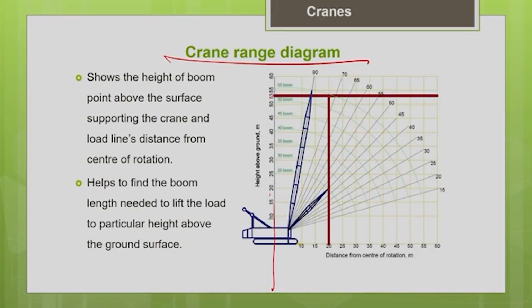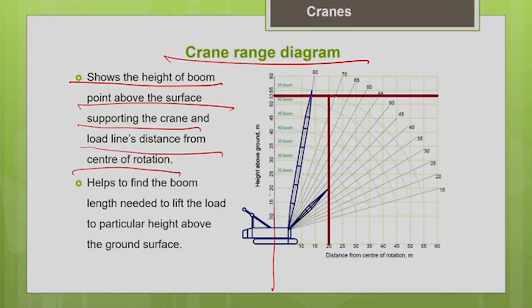So this crane range diagram shows the height of the boom point above the surface supporting the crane. And also what you have in the x-axis is the load line distance from the center of axis of rotation. It helps you to find the boom length needed to lift the load to a particular height above the ground surface. If you know my vertical reach requirement, I can find the boom length needed from this particular chart.